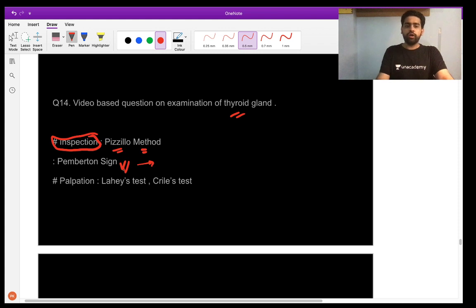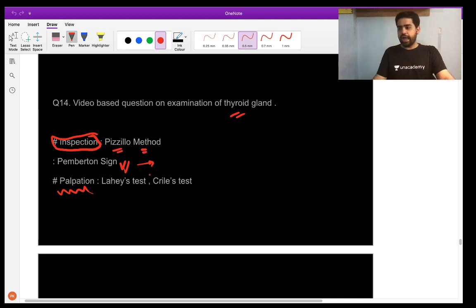Then on palpation, you have Lahey's method and Crile's method. So what is Lahey's method? You push the gland with one hand and examine with the other hand. If the gland is pushed to one side and you examine with the other hand, you try to palpate the nodules, and you can also gently palpate the posterior lobe of this gland, called the lobe of Lahey.